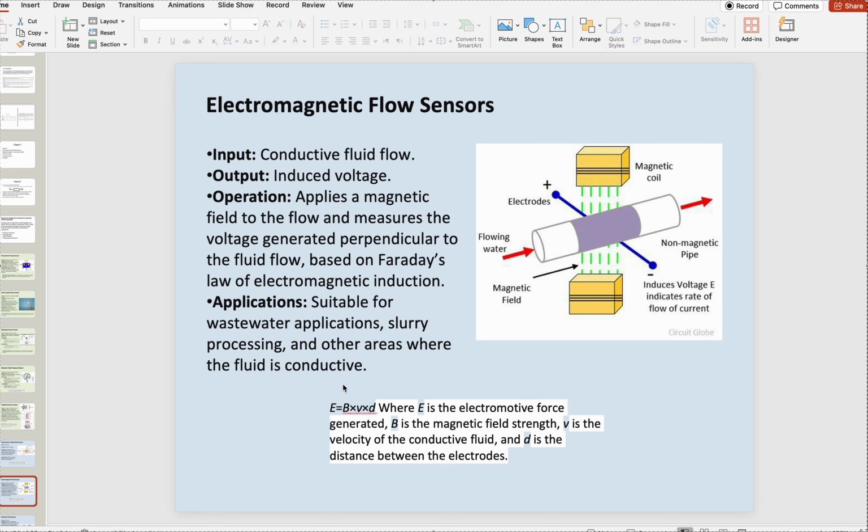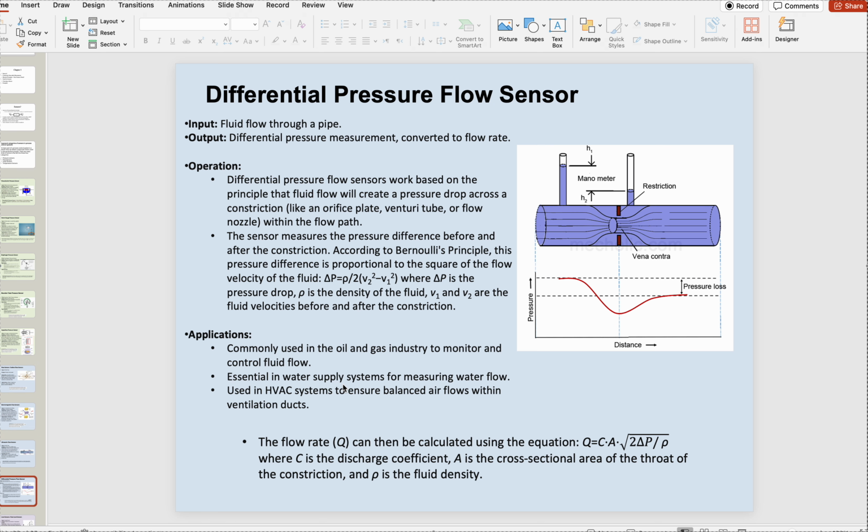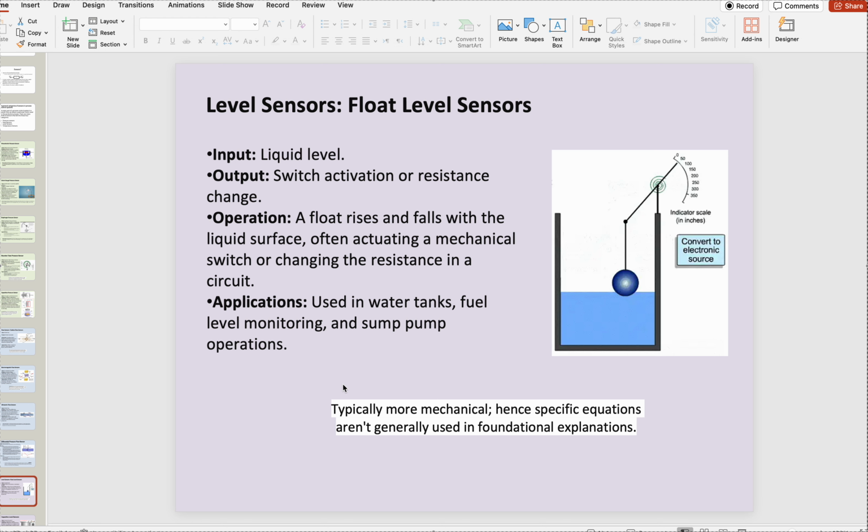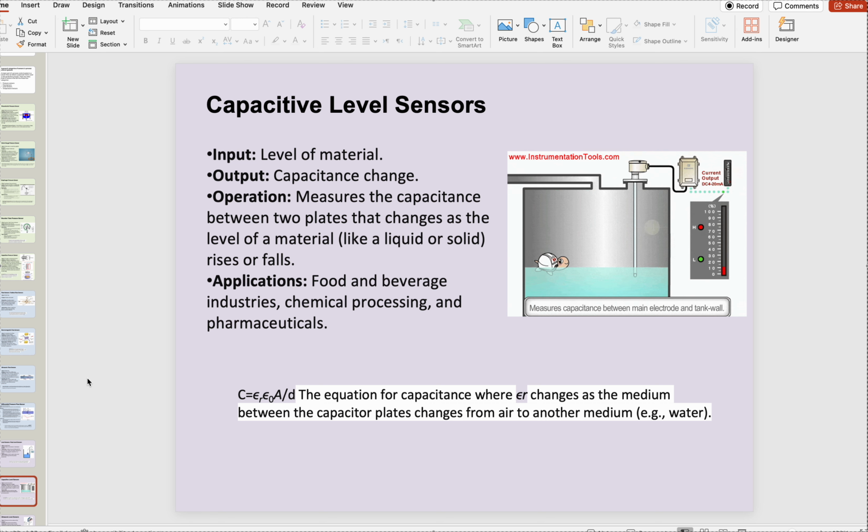So you have flow sensors, a group of flow sensors, and you have an ultrasonic sensor, the level sensor. Again, I will ask you to explain this, where I want you to identify the input, the output, and the operation, which means how it works, and give me an example of an application where it is used. For example, the float sensor is used in water tanks at home or in fuel level monitoring in some places.